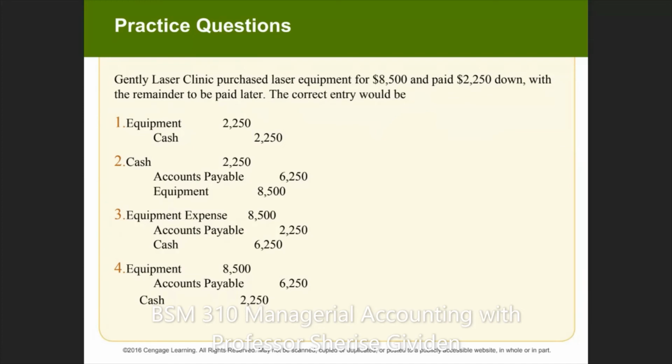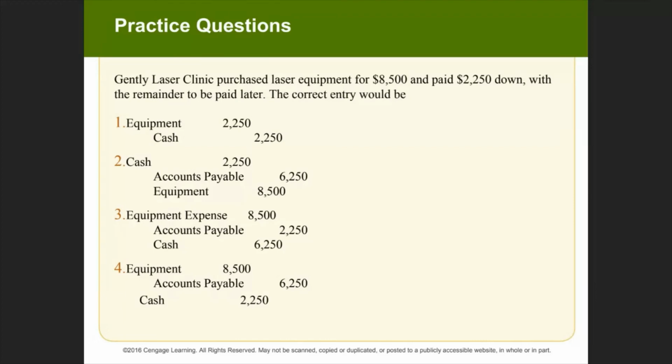Gently Laser Clinic purchased laser equipment for $8,500 and paid $2,250 down, with the remainder to be paid later. So we're trying to figure out what our journal entry is going to look like. We purchased equipment for $8,500. We paid $2,250 down. And so we still have a balance that we're going to pay later. So they gave us a credit. So we charged it basically.